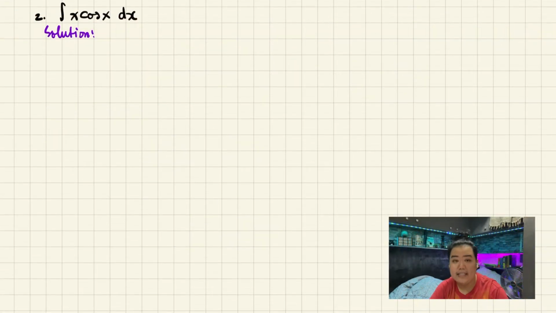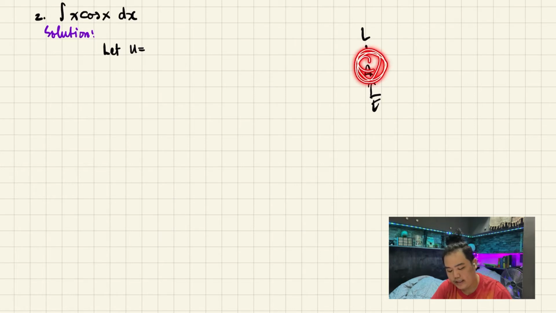Try naman natin si number 2. Ganun ulit, magle-let u ka ng something, tapos dv equal to something. At ang priority natin kay u ay yung LIATE. And in this case, we have algebraic at saka trigonometric. At according sa priority natin, mauuna ang algebraic kaysa sa trigonometric. So, ang ililet u natin in this case is x, while dv is cosine x dx.